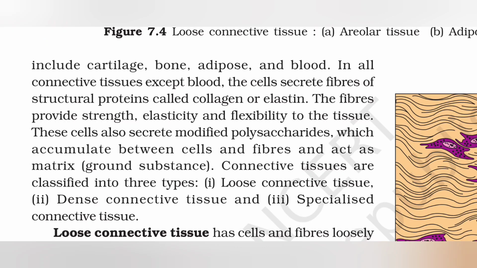In all connective tissues except blood, the cell secretes fibers of structural proteins called collagen or elastin. The fibers provide strength, elasticity, and flexibility to the tissue. These cells also secrete modified polysaccharides which accumulate between cells and fibers and act as matrix or ground substance. Connective tissues are classified into three types: loose connective tissue, dense connective tissue, and specialized connective tissue.